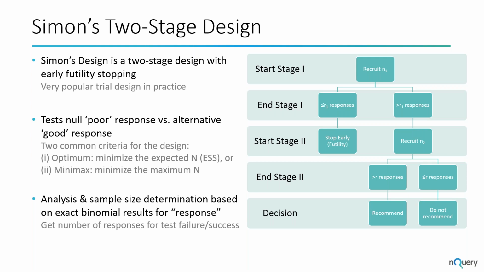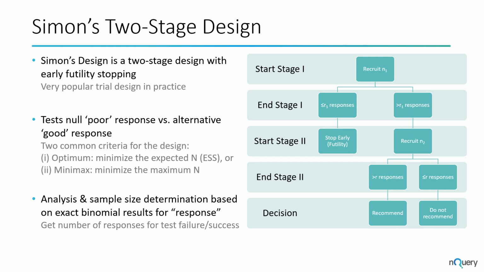With this design, you're testing a null hypothesis that you would consider to be a poor response. In other words, the proportion of responses below which the treatment underperformed relative to the expected efficacy, and you wouldn't consider to have any viability. So you're testing that versus an alternative good response, the proportion of responses that would lead to the treatment being seen as effective. The analysis is conducted using the exact binomial proportions for the responses, given the assumed poor and good outcomes.